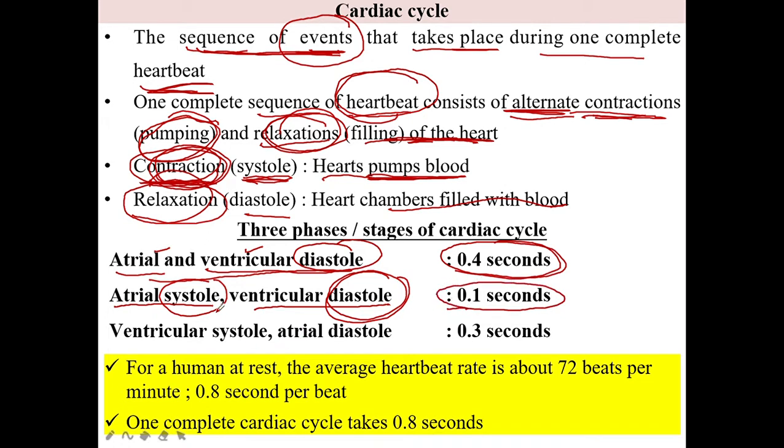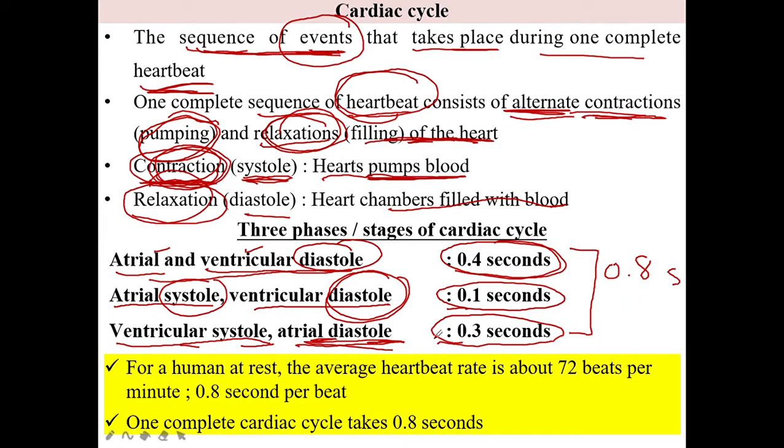Okay, and the last stage, we have ventricular systole, atrial diastole. So, during this phase, ventricle will contract, atria will relax. So, this one occurs for 0.3 seconds. Okay, so this one adalah complete sequence of events that take place during one complete heartbeat. So one complete heartbeat will take about 0.8 second.